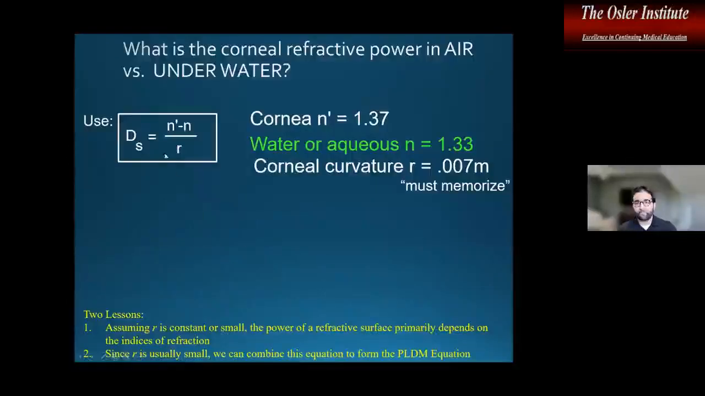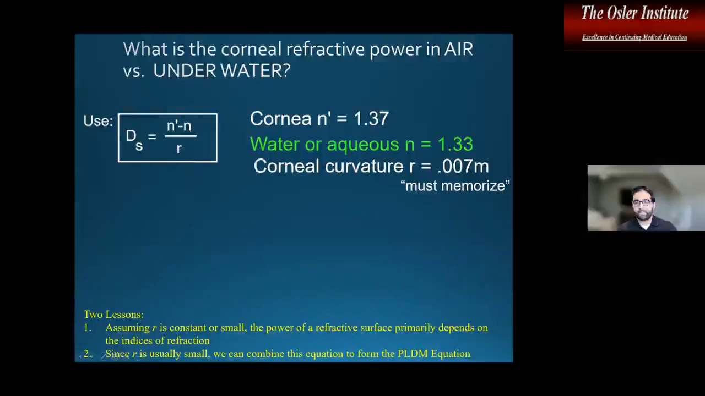So let's say we wanted to figure out the refractive power in air versus underwater for the cornea. Let's say the index of refraction of the cornea is 1.37. It's not exactly accurate, but we'll just use that number. Depending on what part of the cornea you're looking at, there are different refractive indices. But we're going to say the water aqueous is 1.33, and the corneal curvature we're going to say is 0.007 meters.